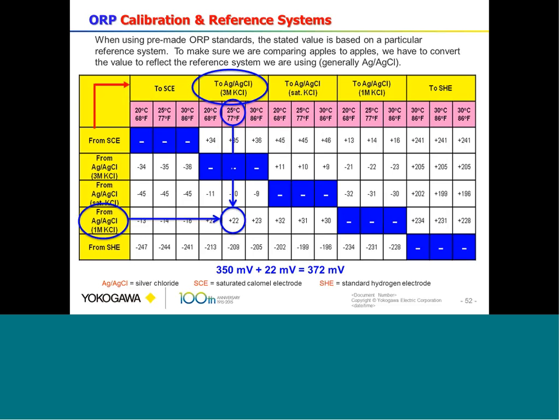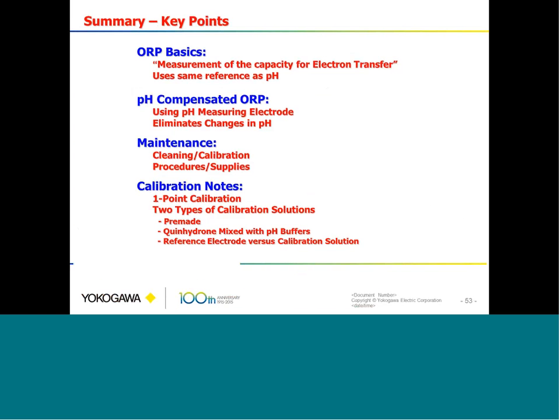But remember, that's such a small offset. It's plus 22 millivolts, and we have a plus or minus 30 millivolt error. So that's not too bad. But if this had been calibrated against, all the way to the right it says SHE, that's the hydrogen electrode, it could be off by as much as 200 millivolts. So you really need to know the reference that your solution is made against and the reference value of your particular electrode.